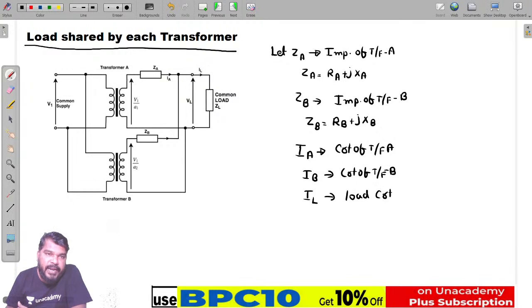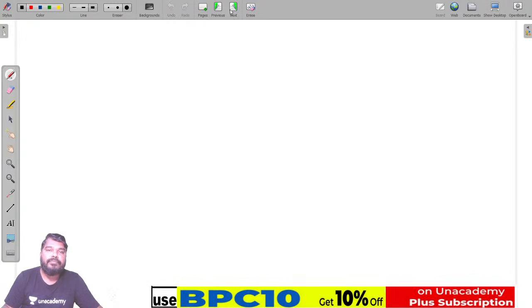Suppose the voltage ratings are equal, or the voltage ratios are unequal. There is a very important question here: how do we find out the voltage rating of the two transformers? Is that point clear to all of you? V2 is the load terminal voltage. Now, how do we find the load shared by each transformer?